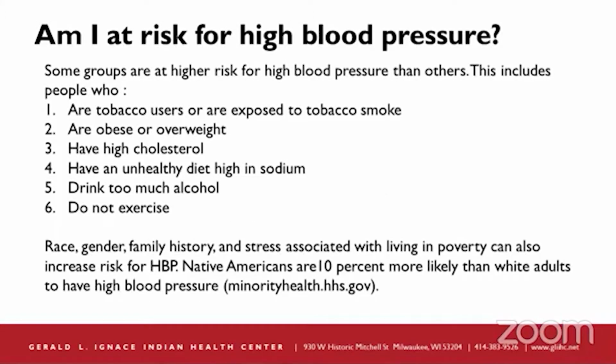So some people are at higher risk for high blood pressure than others. These include tobacco users or those who are exposed to secondhand smoke, people who are obese or overweight, those who have high cholesterol, those who have an unhealthy diet high in sodium, those who drink excessive amounts of alcohol, and those who do not exercise. Additionally, race, gender, family history, and stress associated with living in poverty can also increase risk of high blood pressure.